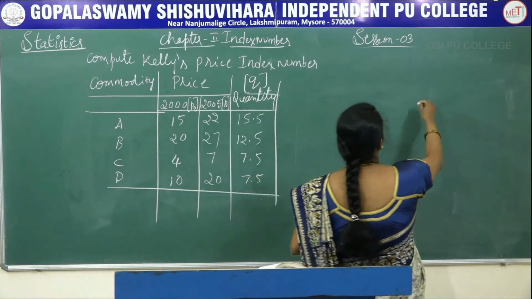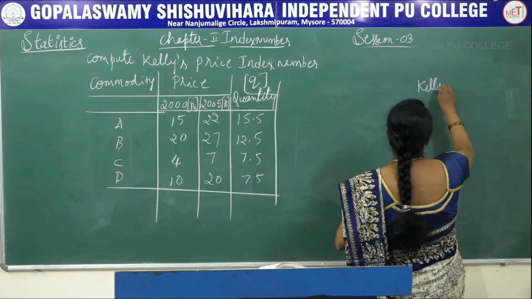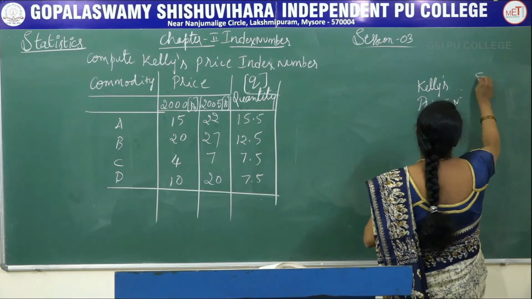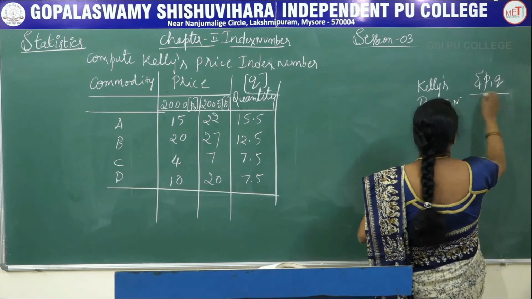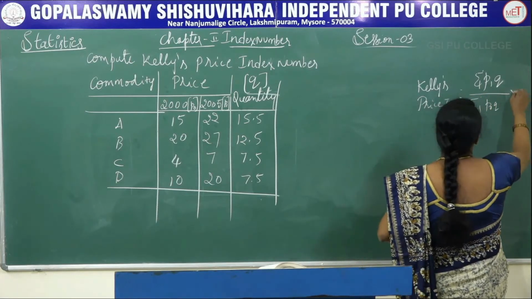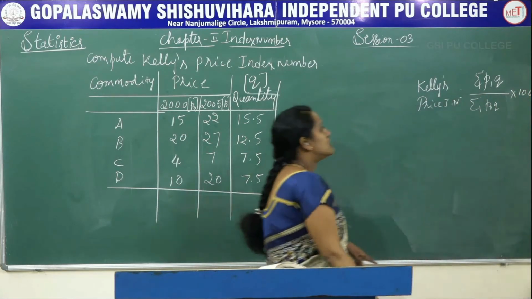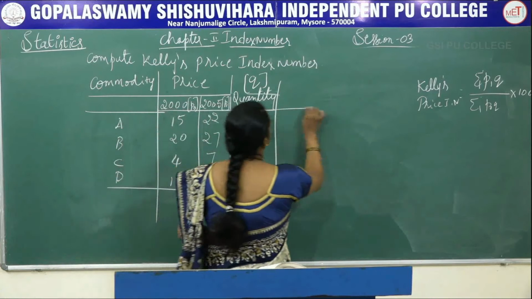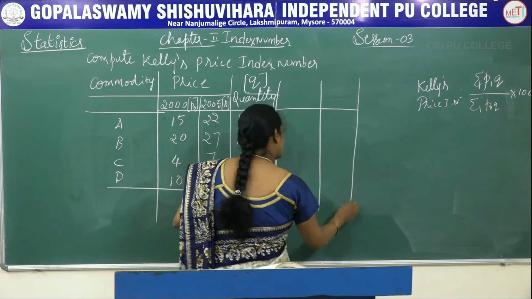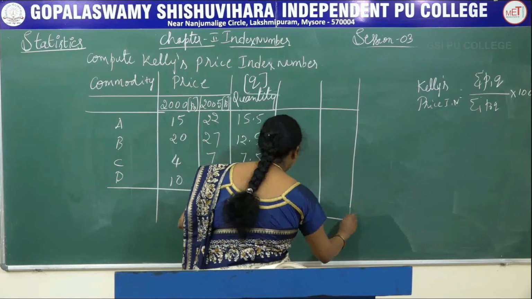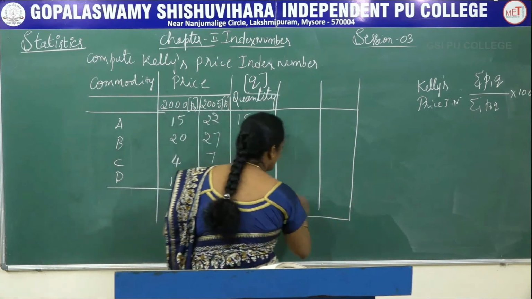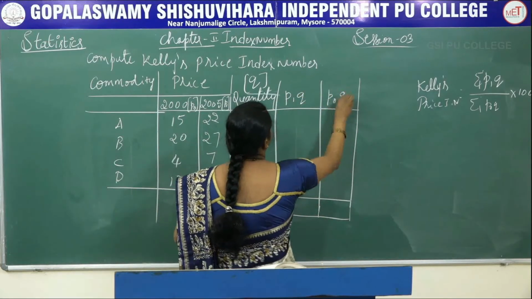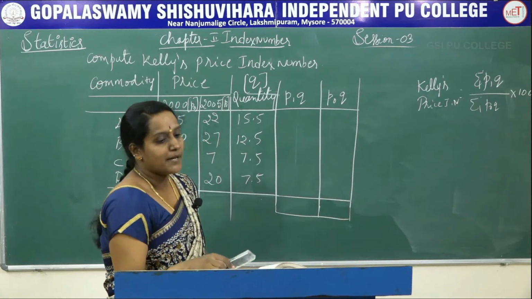To find Kelly's price index number, the formula is summation of P1Q divided by summation of P0Q into 100. Here Q is constant. They have not mentioned the year, so we'll just consider it as Q. Next, we have to calculate the values for P1Q and P0Q.